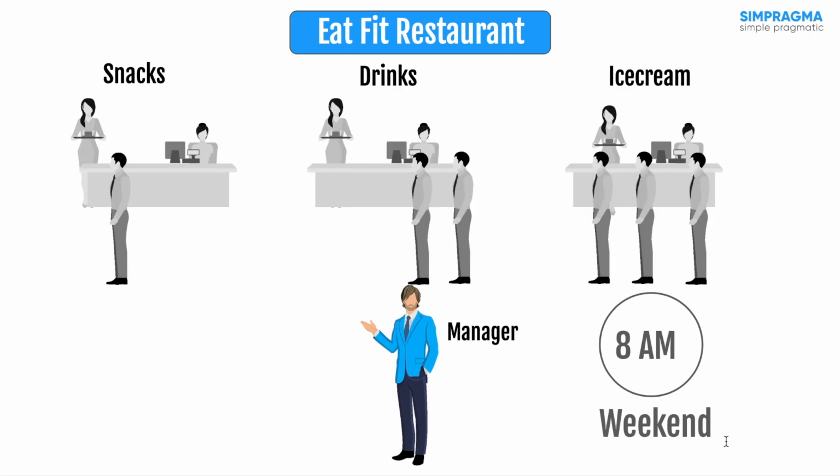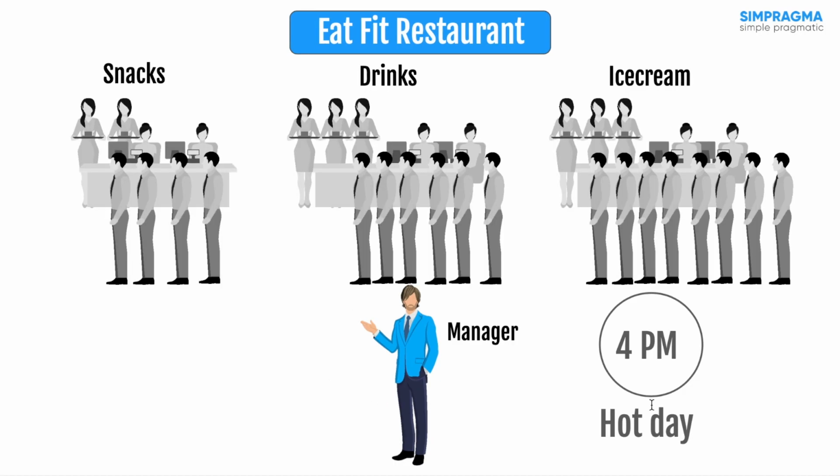Same way, on a weekend when the customers are very less, the manager allocates even lesser number of staff to each counter. And on a hot day, the pattern of number of customers changes. So instead of having more number of customers at the snacks counter, we have more number of customers at the ice cream counter and drinks counter. So instead of allocating more number of people at the snacks counter, the manager allocates more number of people at the ice cream counter.